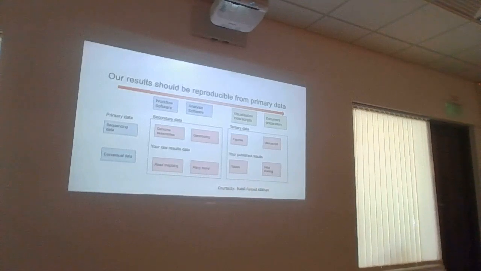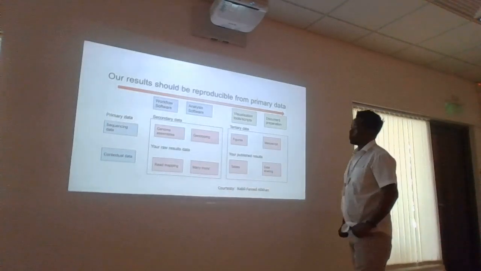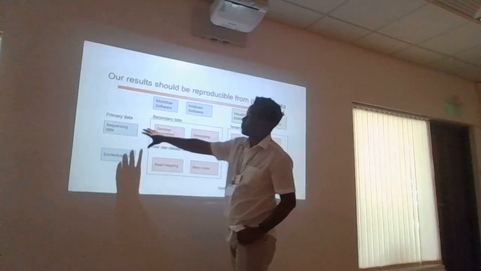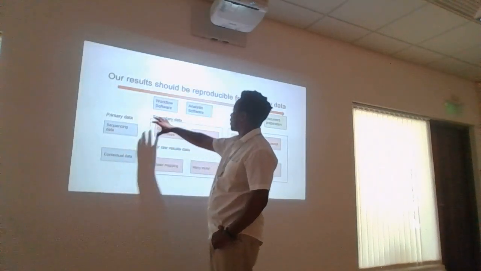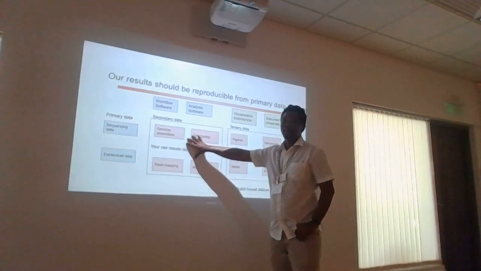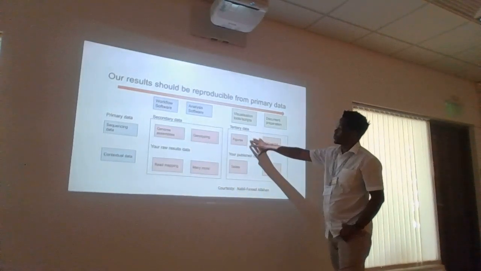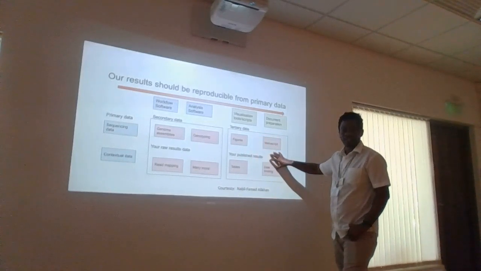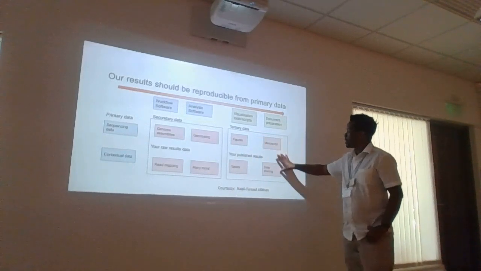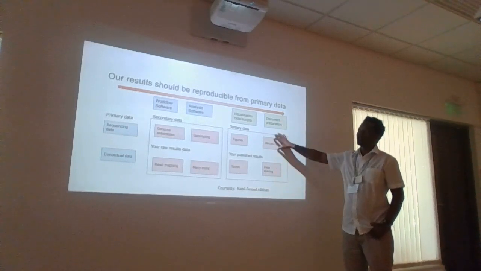So the key thing is that our results should be reproducible from primary data. Okay, so moving right from your primary data and going back to that diagram, you will generate secondary data from your primary data, and you do the visualizations, which are sort of tertiary data. And then you've got to do the data sharing, manuscript documentation, and so on and so forth.